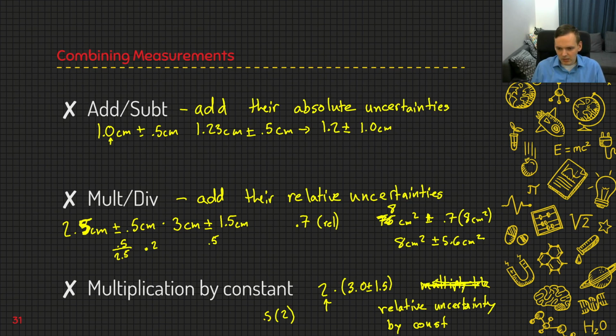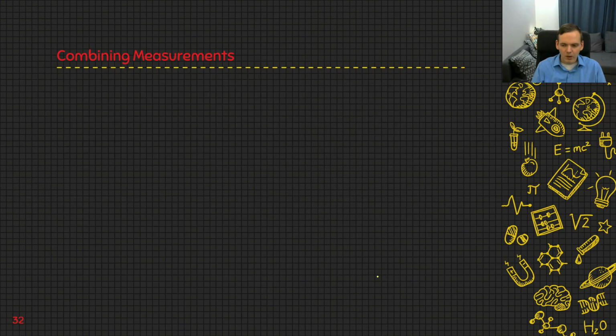It's just the same relative uncertainty. So if I multiply by 2, I am going to double the uncertainty, but it's going to be the same ratio. So it's going to be 6 plus or minus 3. So if you're multiplying by a constant, so this isn't a measurement, it has no uncertainty in and of itself, just multiply through. What I was thinking about just previously was exponents.